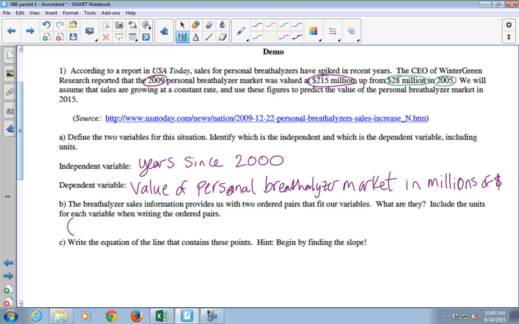Super close. 9, because I decided to measure in years since 2000. So it's just going to be 9, comma 215. And I don't have to write million because I just remember that this is all in millions. And then my other point is the one I circled in green, 5, comma 28. That represents 2005. The market was 28 million.